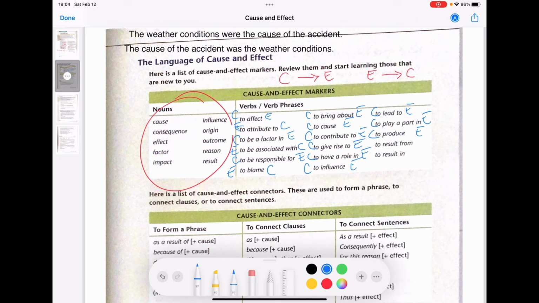Now pay attention to the prepositions here. To result from and to result in. When you use from, the effect comes first. So an effect results from a cause. But when you use in, the cause results in an effect. A little bit tricky, something to remember.